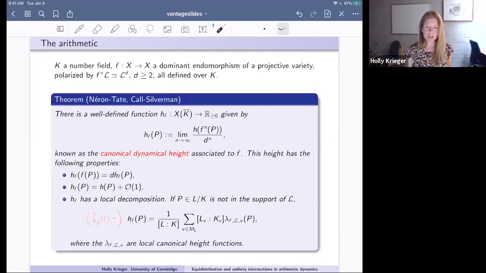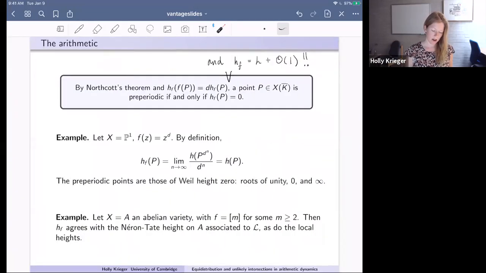So that's the definition of this canonical height. But the key thing for our purposes in terms of trying to study pre-periodic points is that this canonical height is zero if and only if the point you're evaluating is pre-periodic for the map. Okay, so this height function picks out the pre-periodic points for us.